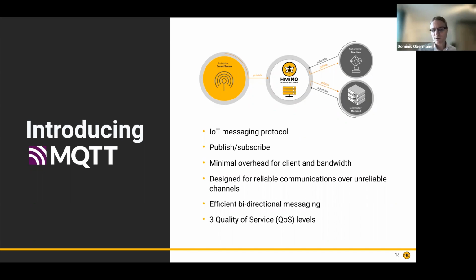It's based on a publish-subscribe pattern. It has a minimal overhead for clients, and it has a very minimal overhead on the bandwidth side, so it's pretty slim. It's designed for reliable communications over unreliable channels. So if you have things like cars which require mobile connectivity, then you would need something like MQTT because you have an unreliable channel.